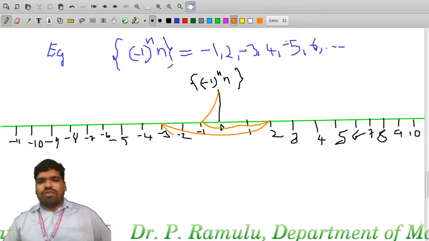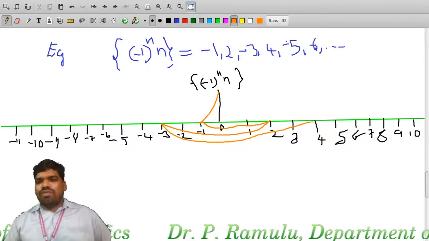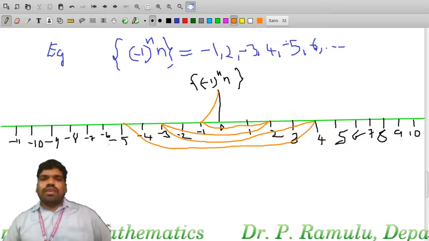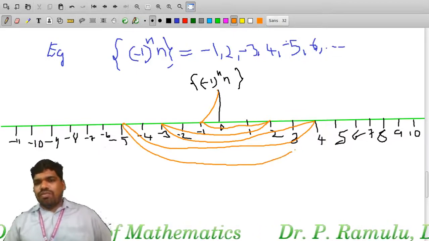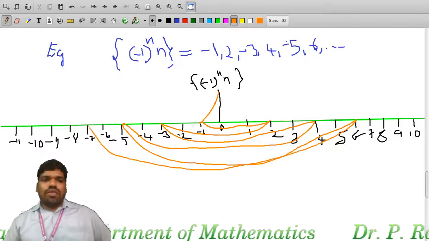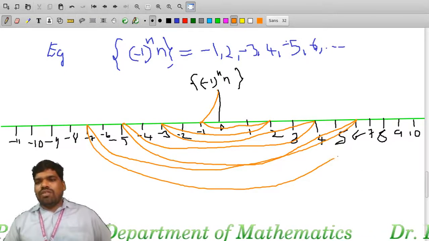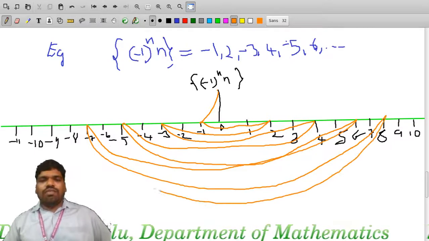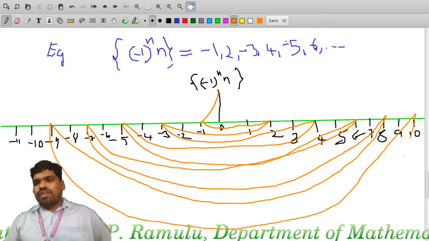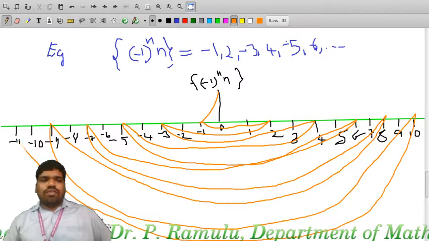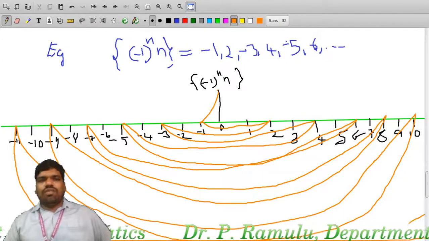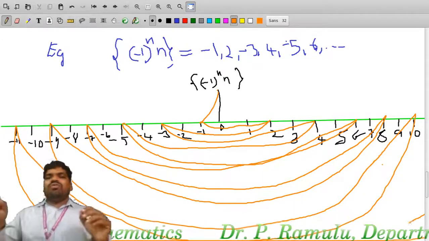Next goes to 4. Next goes to minus 5. Next goes to plus 6. Next goes to minus 7. Next goes to 8. Next goes to minus 9. Next goes to 10. Next goes to minus 11. Next goes to... So that means the terms of the sequence are moving like that.